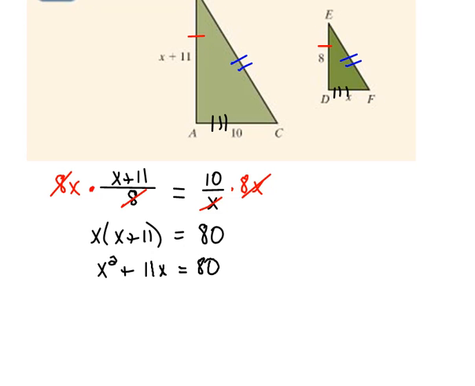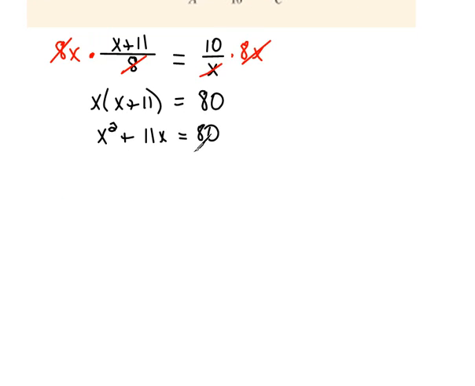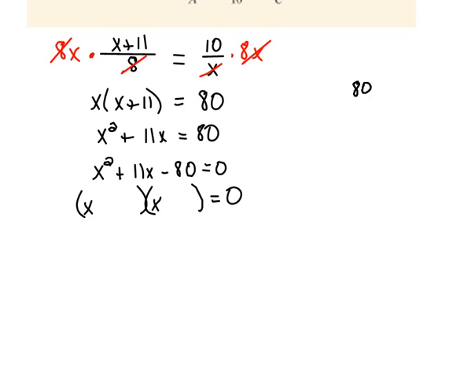Now this is quadratic because of this squared term here. Quadratics, in order to solve them, we need to be able to factor and set each factor equal to 0. So we're going to move our 80 over. So we have x squared plus 11x minus 80 equals 0. And then to factor that, let's see, x squared will break up into x times x. We may have to think about the 80 for a minute, though.